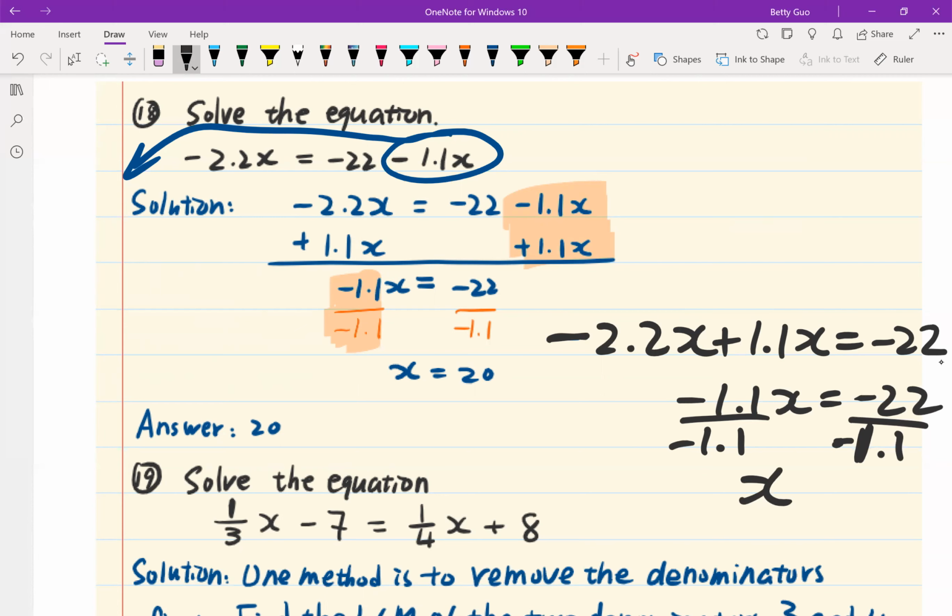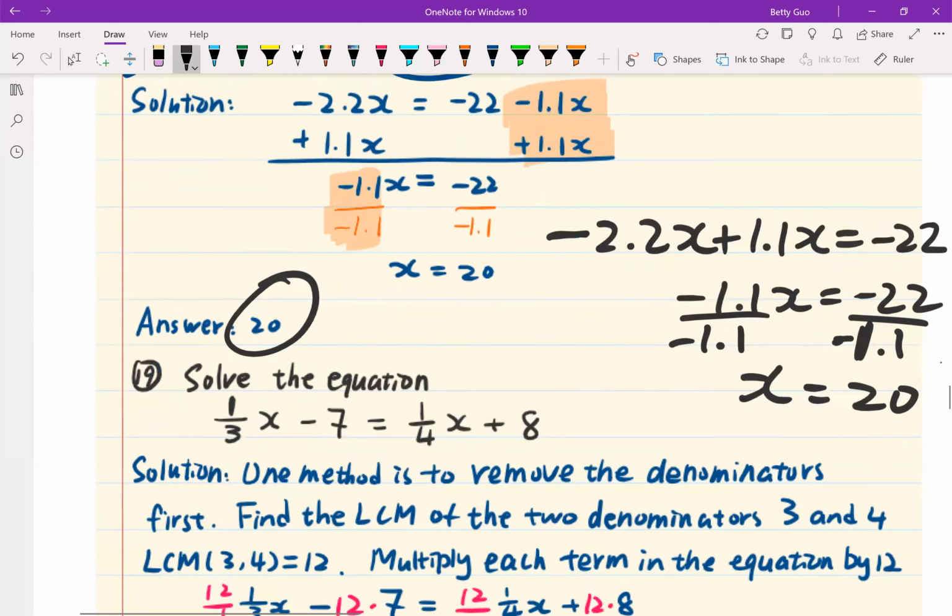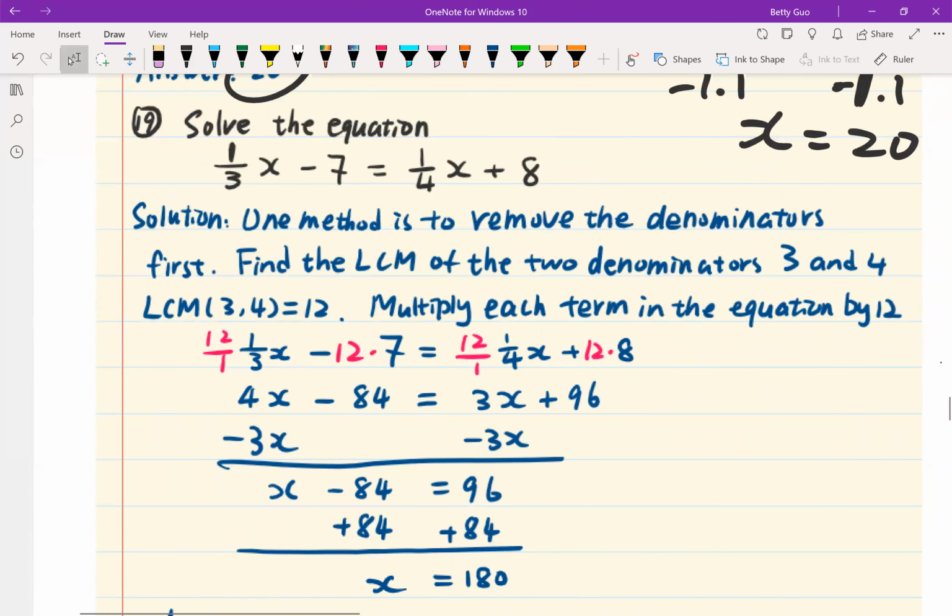So x is isolated. Divide a negative by a negative, you have a positive. 22 divided by 1.1, use your calculator. You will have 20. The value of x is 20. Number 19, solve the equation.